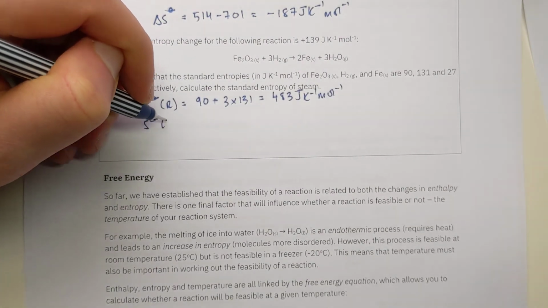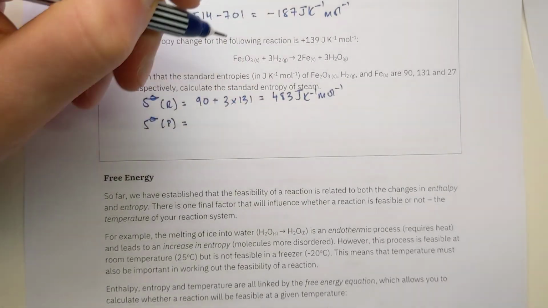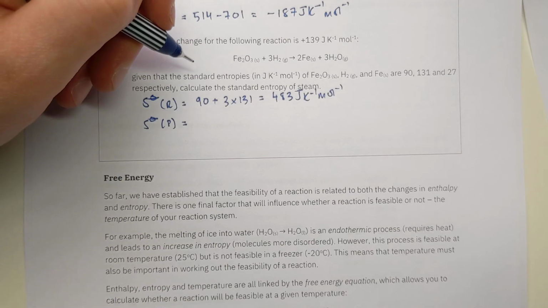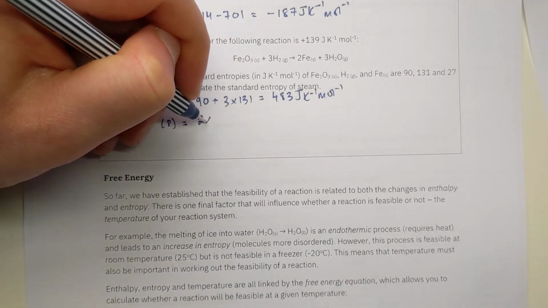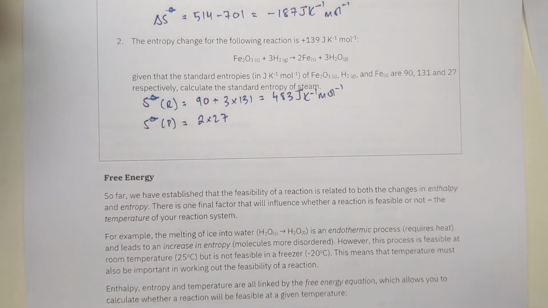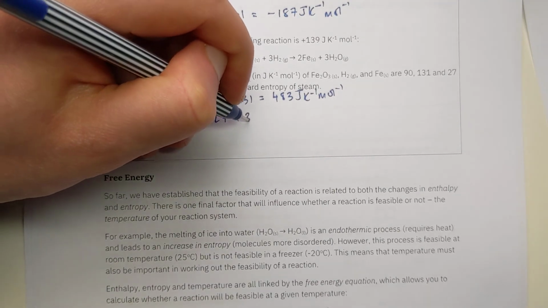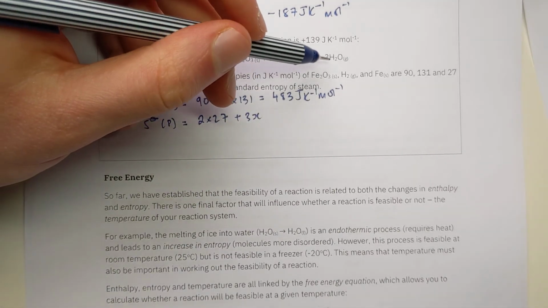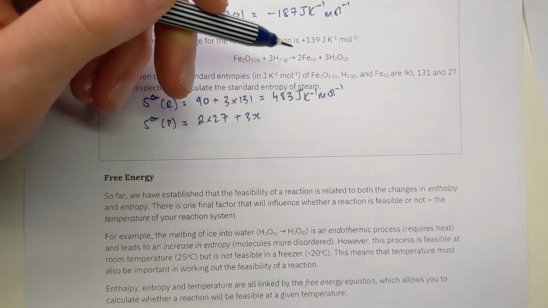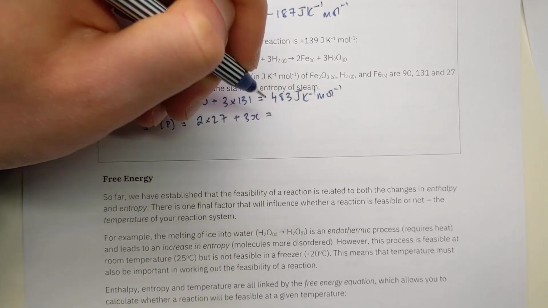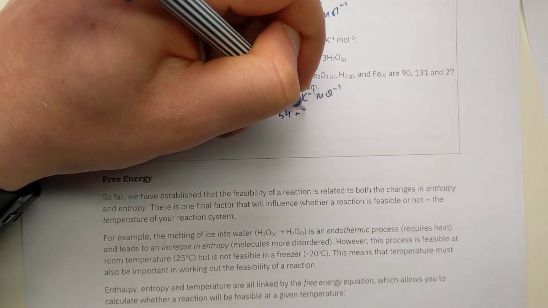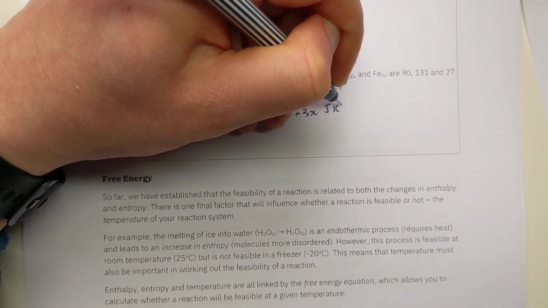Entropy of my products. So I've got 2 moles of Fe, again it's a solid, it's quite low, so it's going to be 2 times 27. And then here's my missing value, so I'm just going to put 3x for steam because there's 3 moles of it, but I don't know the value for the entropy of steam. So putting that together, it's going to be 54 plus 3x joules per Kelvin per mole.